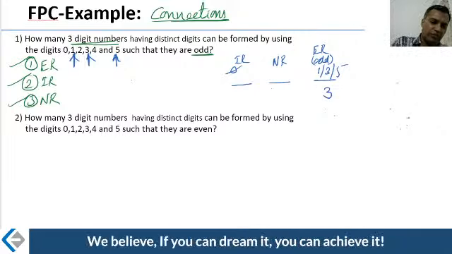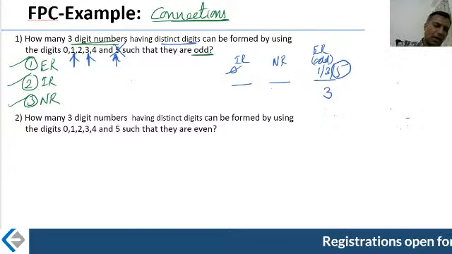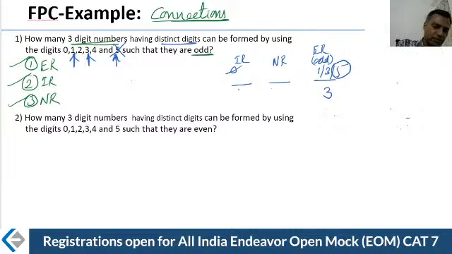Let's assume that you filled a 5. Fair enough. 5 is no more available because we are talking about distinct digits. All 3 places can be filled. Come back to the first place. Now this place can be filled in 4 ways.